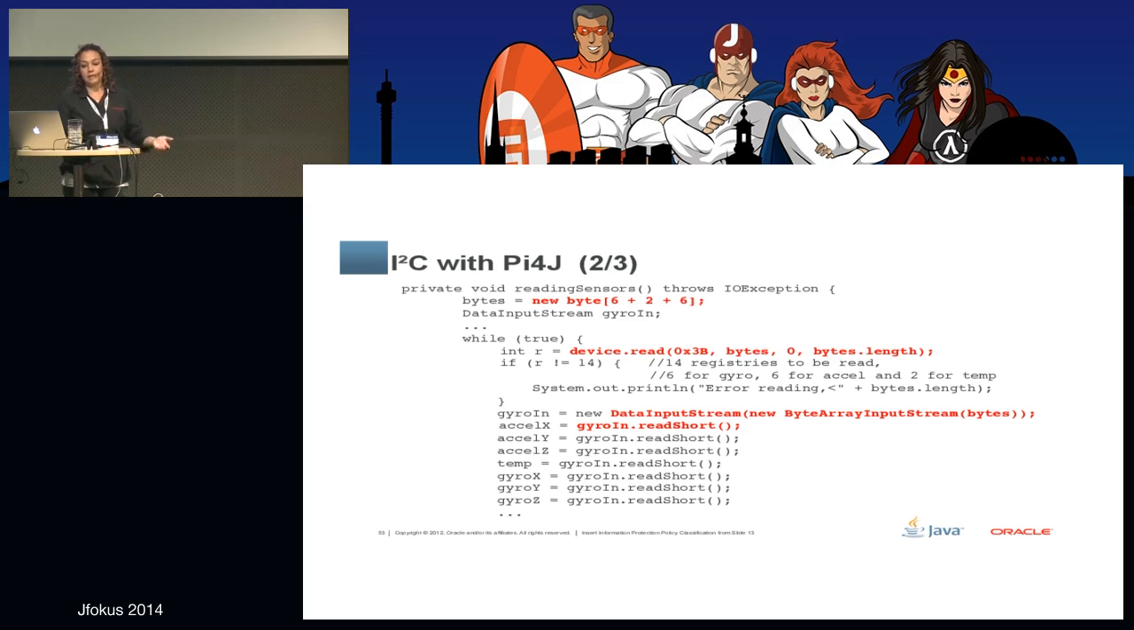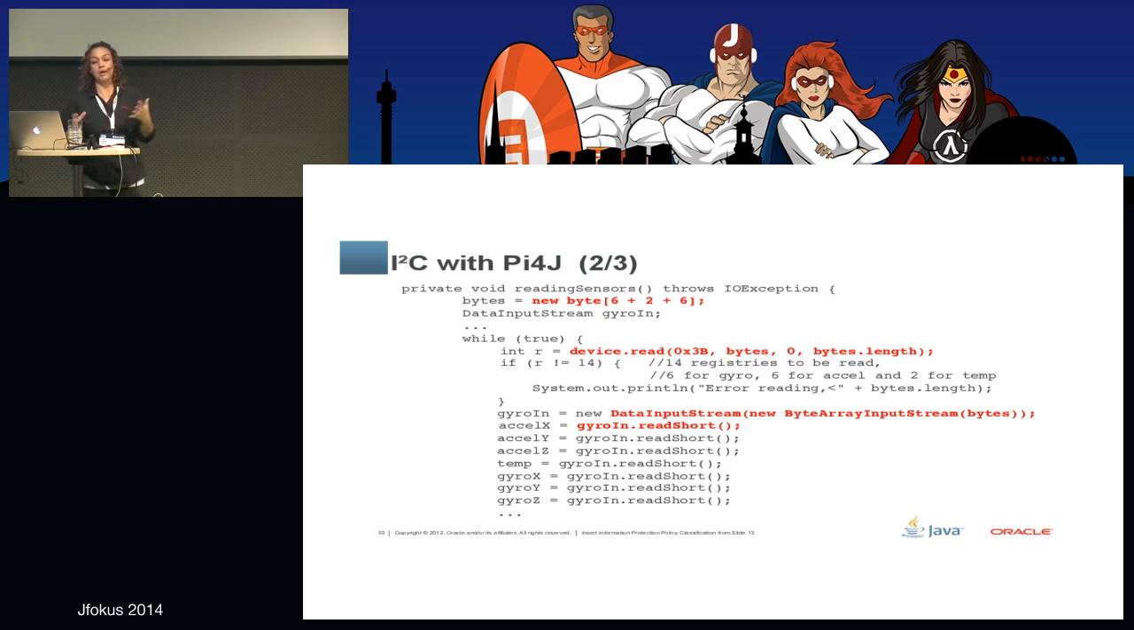Why these numbers, 6, 2, and 6? We have accelerometer, temperature, and gyroscope. The accelerometer has 3 coordinates, X, Y, and Z, and they're using 16 bits. So I needed to read 2 bytes to get the X value of the accelerometer, 2 bytes for the Y and 2 bytes for the Z. So that's why we have 6. Temperature is only 2, and then the gyroscope again 6.